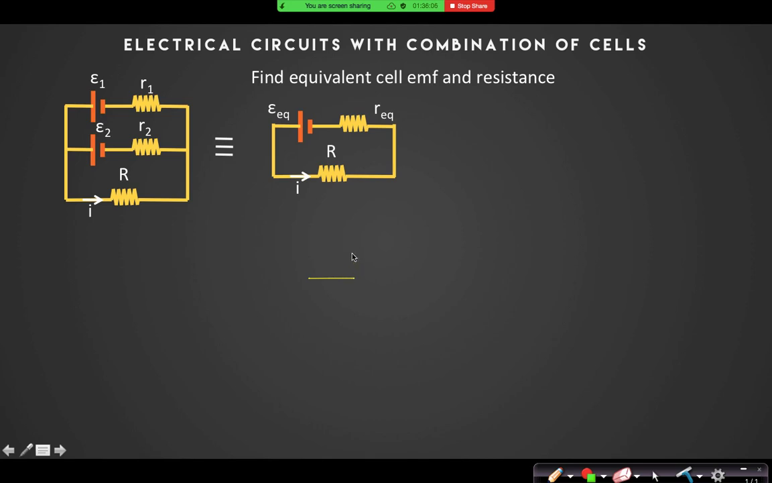Suppose there is a cell and it has an EMF E and the internal resistance is R. So this is called a battery. This entire thing is a battery. No battery comes without any internal resistance. Everyone has its internal resistance.